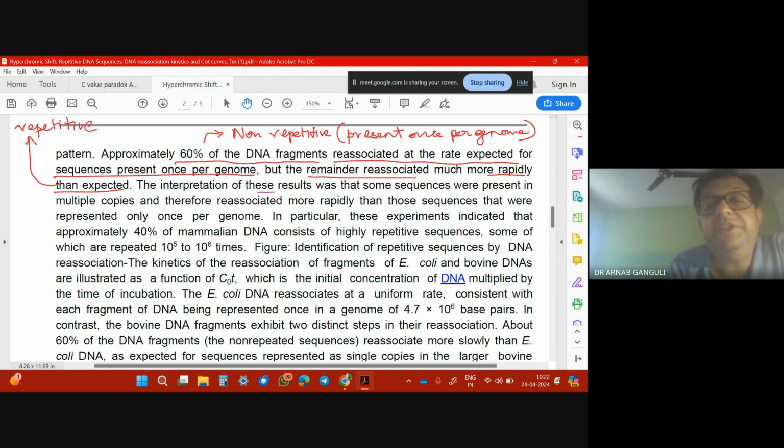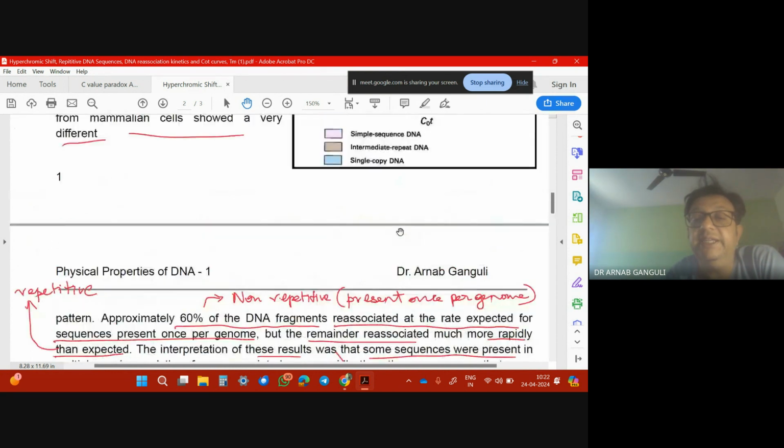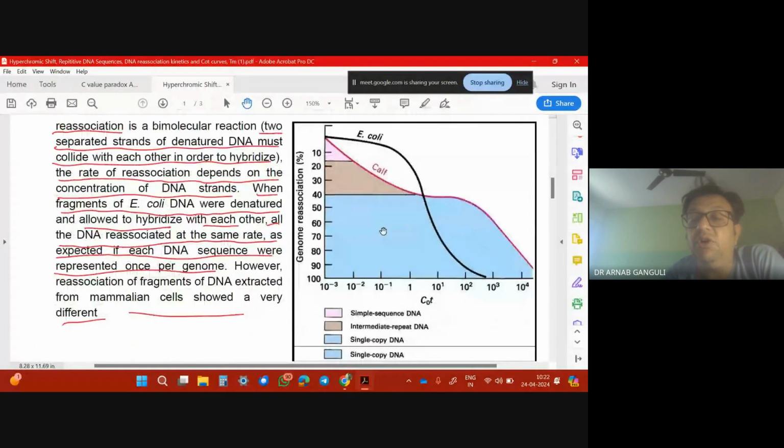So, the interpretation of this result was that some sequences were present in multiple copies and therefore they reassociated more rapidly than those sequences that were represented only once per genome. So what they use for such a study is an analysis known as COT study. So C0 is the initial concentration.